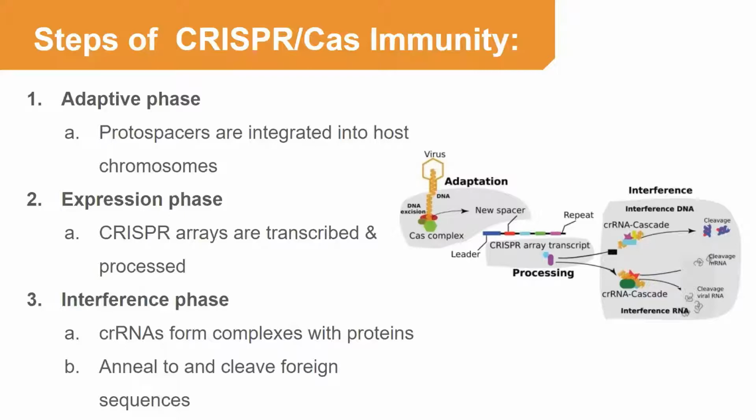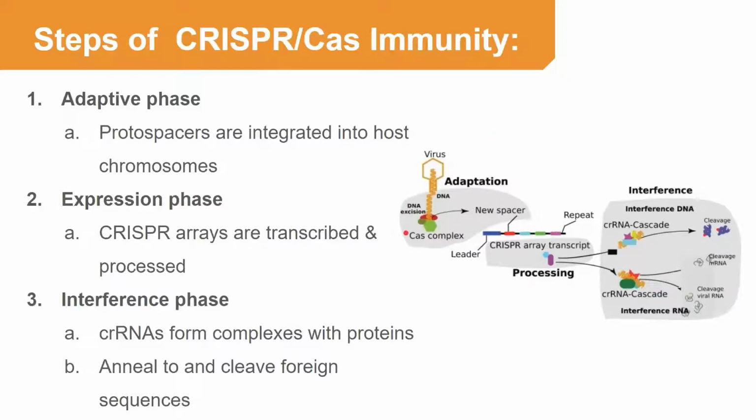Lastly, the third step is the interference phase, and this is when mature CrRNAs that result from the transcription and processing form complexes with proteins. They anneal to and cleave foreign sequences of the invading protospacers that they are complementary to. So in a way, this acts as a memory immunity in the same sense that we have memory of invaders through antibodies.